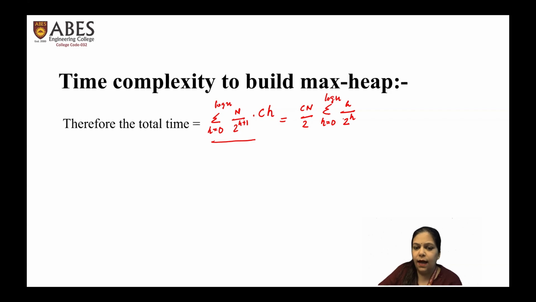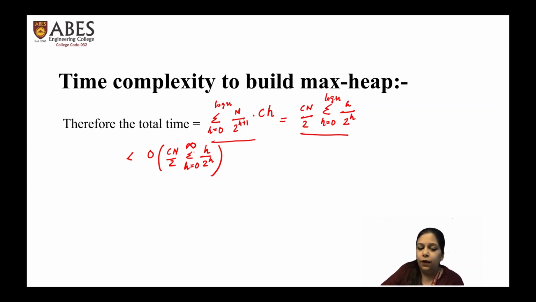Now, we can say that this value is always going to be less than O of Cn by 2 times summation of h equals 0 to infinity of h upon 2 raised to the power h. This is going to be always less than this value. Why? Because now the number of levels, the height of the tree, we are tending it to infinity. So definitely this value will be bigger.